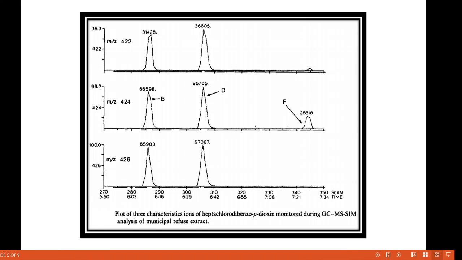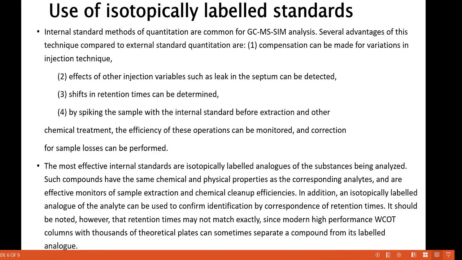Okay, this is the selected ion monitoring analysis. Then the next point is the use of isotopically labeled standard.